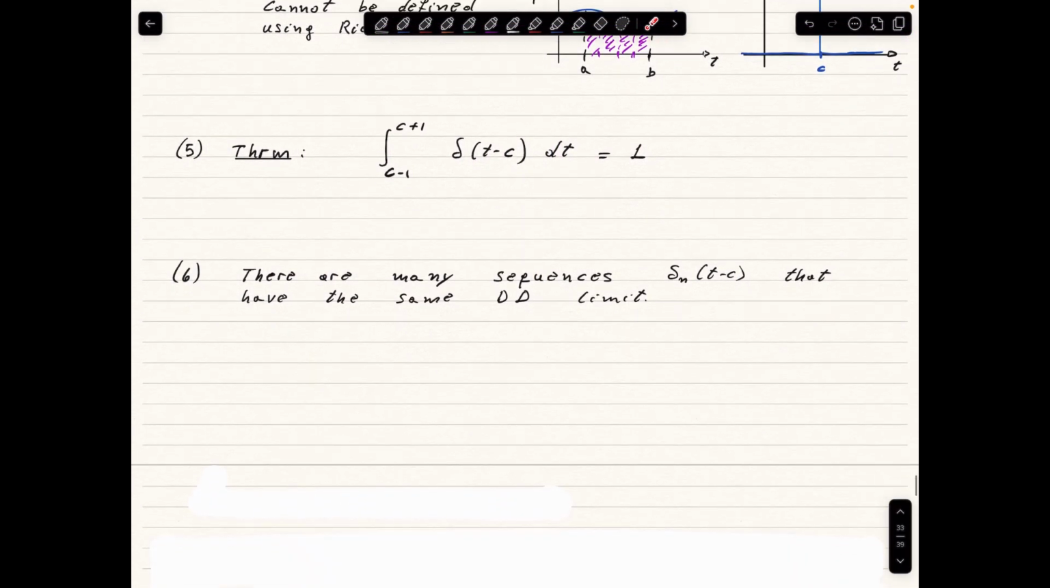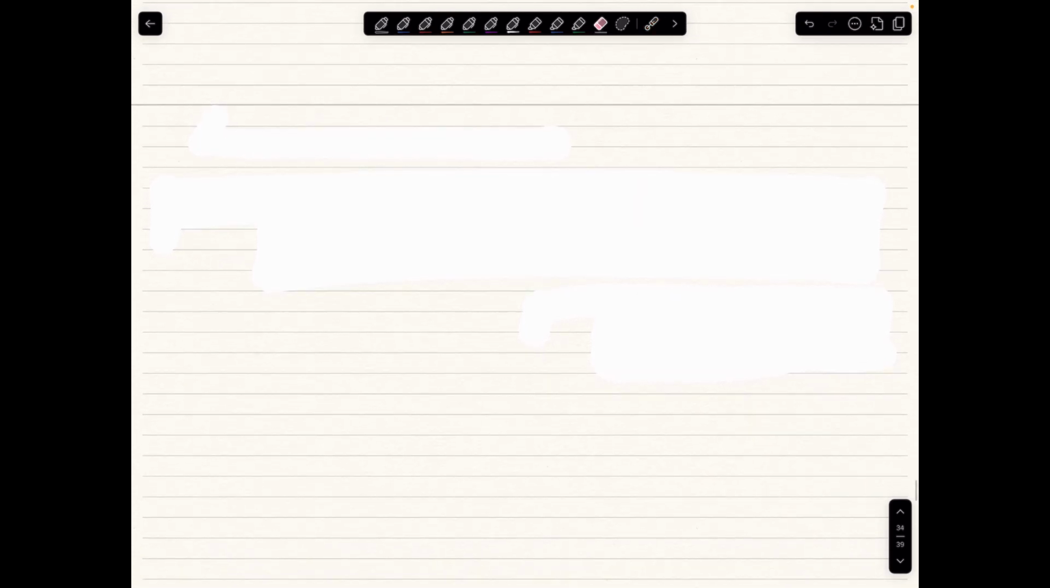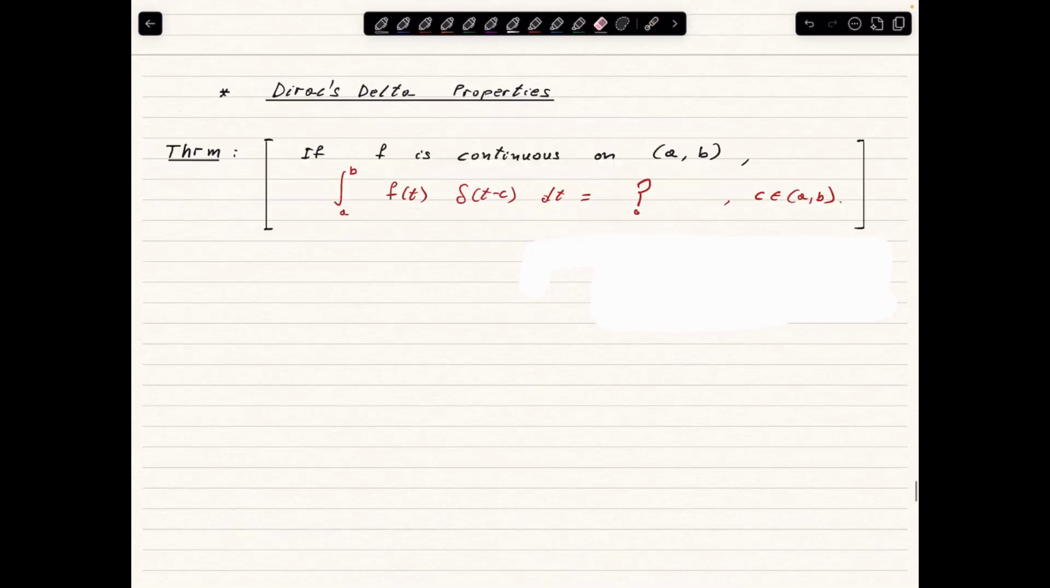Now let's move on to one of the most important properties of the Dirac Delta, that is the following. If we have a function f of t, and suppose this function is continuous on some interval ab. Now what is the integral between a and b of the function f times a Dirac delta that is shifted by c, and we have c inside the integration region? So the Dirac delta is singular inside the integration region. What is this equal to?